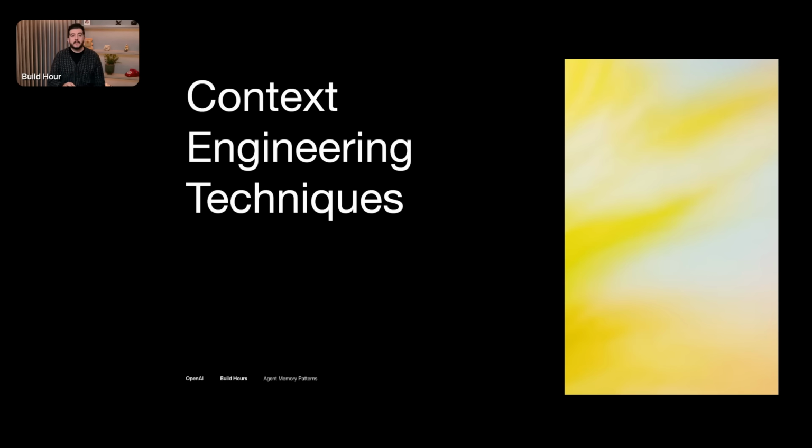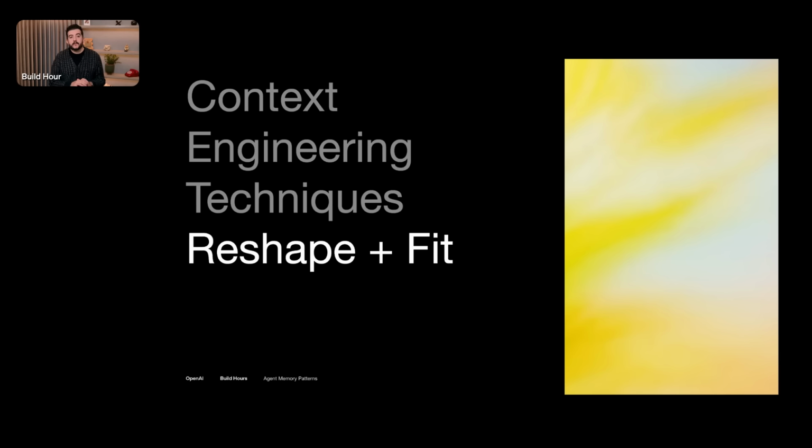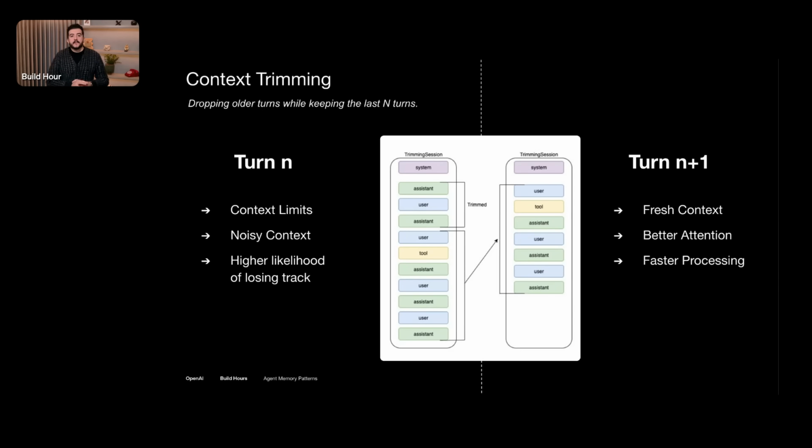Nice. So now I'll switch gears to engineering techniques, and I'll start with the first one, which is reshape and fit. The first technique here is context trimming. It is a pretty basic technique. It basically means dropping older turns while keeping the last N turns. Here in turn N, we have limited context. It's getting noisy. There's lots of information in the context. It can be coming from a tool, user message, or different sources. And there's a higher likelihood of losing track because we are getting close to the context limit.